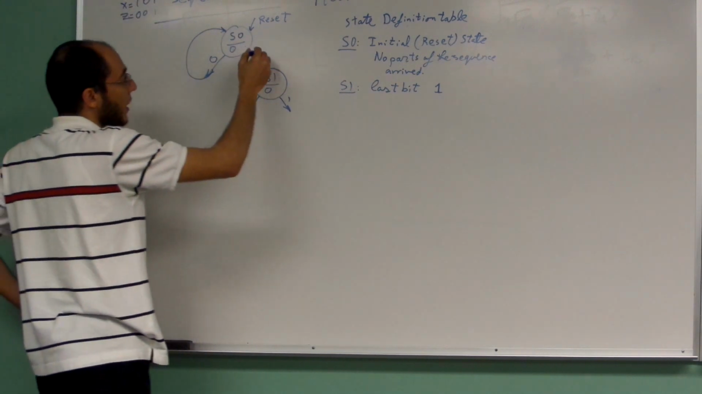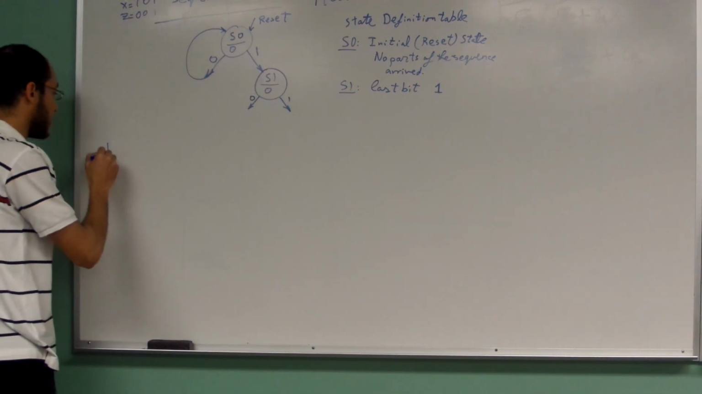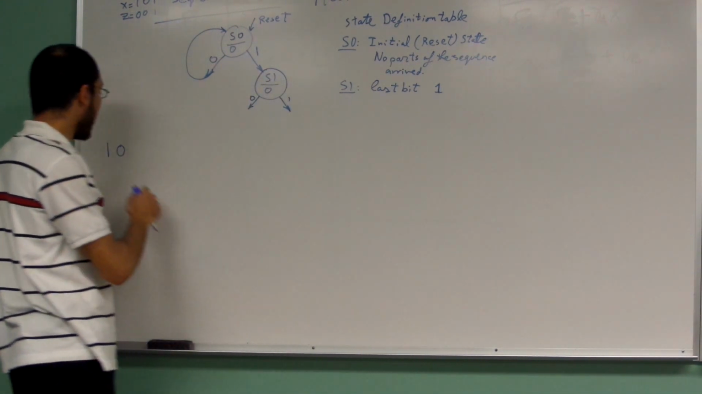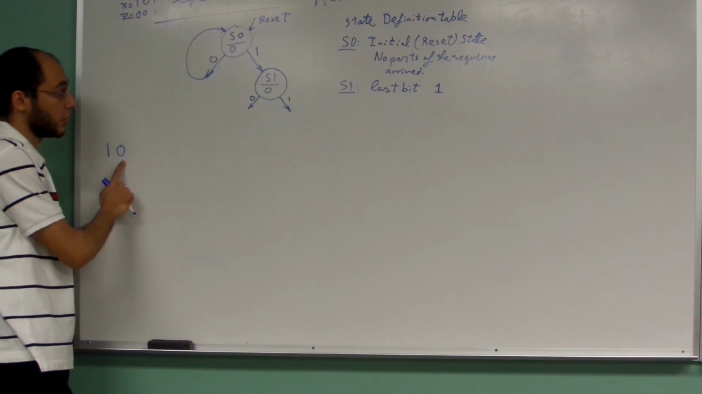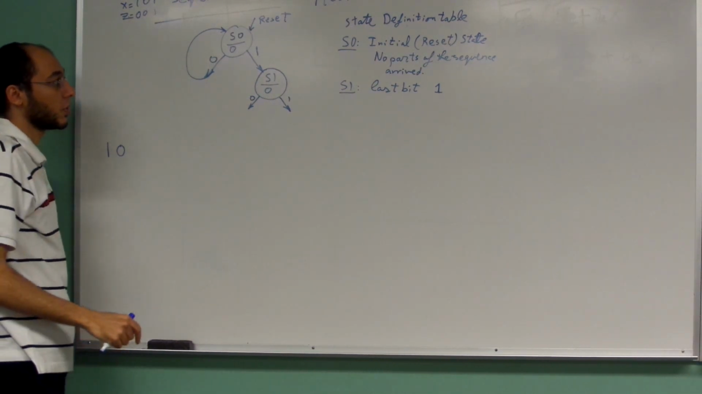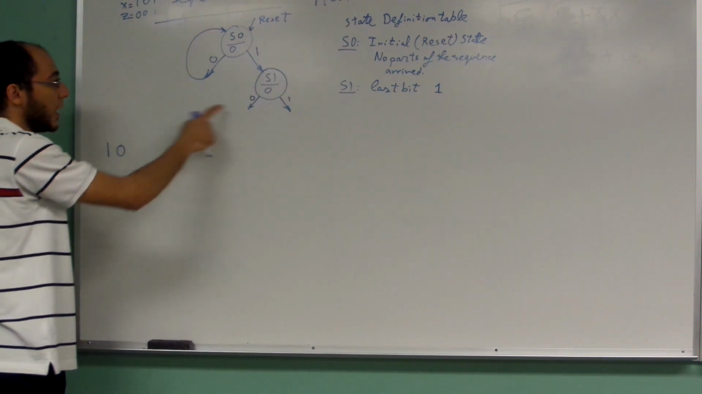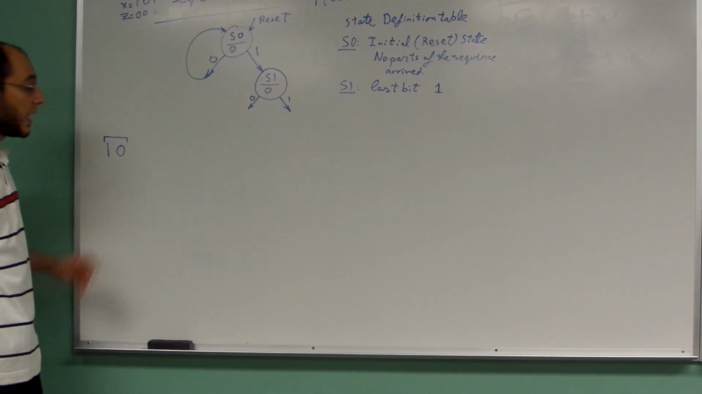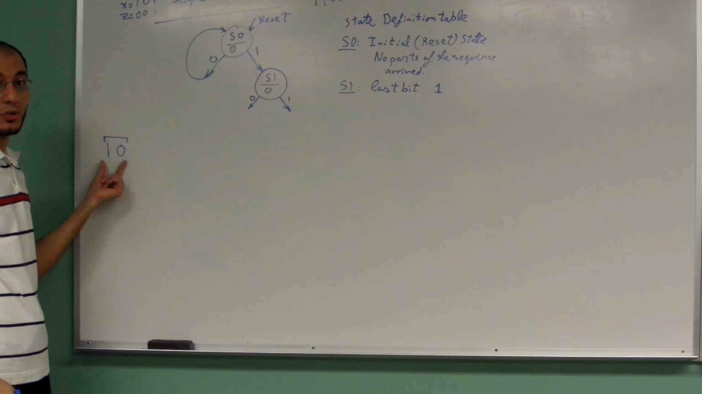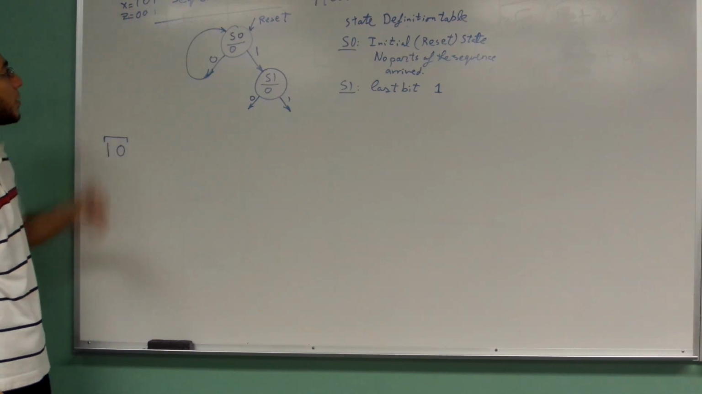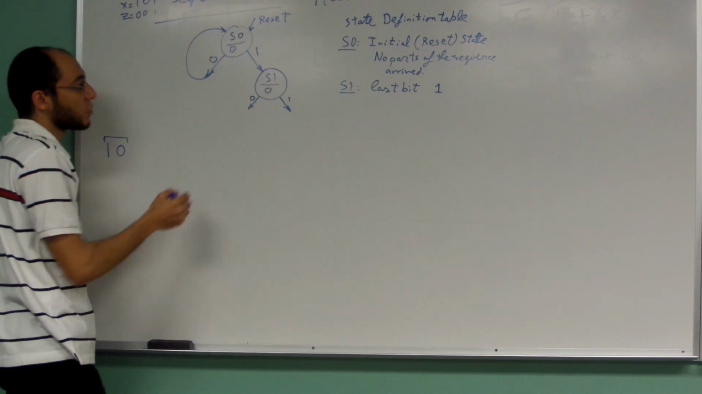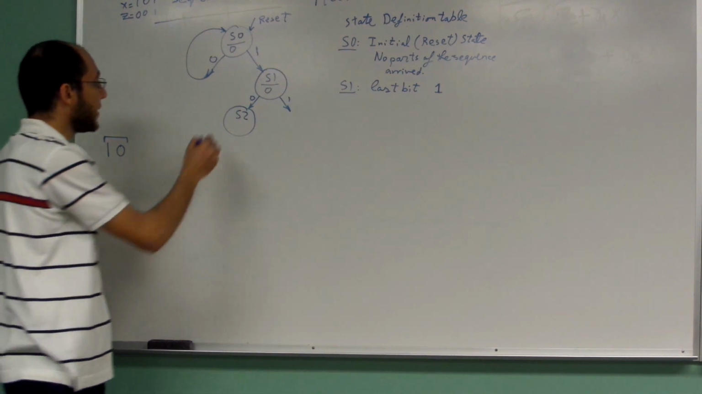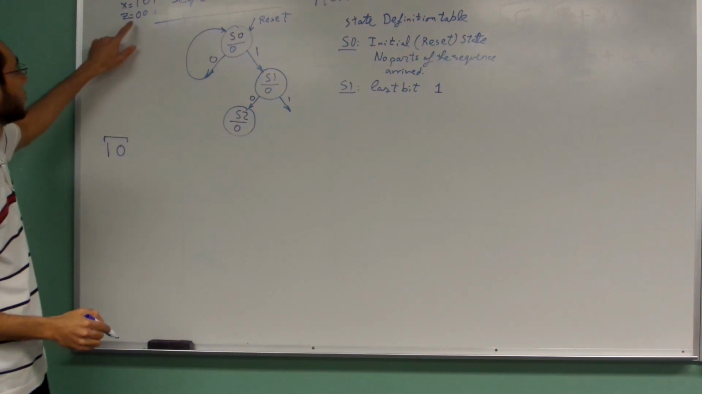Why? Because so far I have received 1, 0. State S1 represents that I have received a 1, and this arrow represents that I have received a 0, which means that I have received 1, 0 so far. Do these 2 bits represent a part of the sequence that I'm looking for? Yes, in fact they do. And that's why I need to go to another state S2. And the output is still going to be 0.